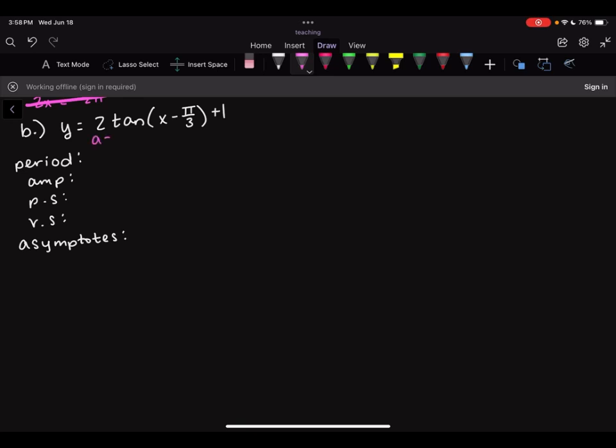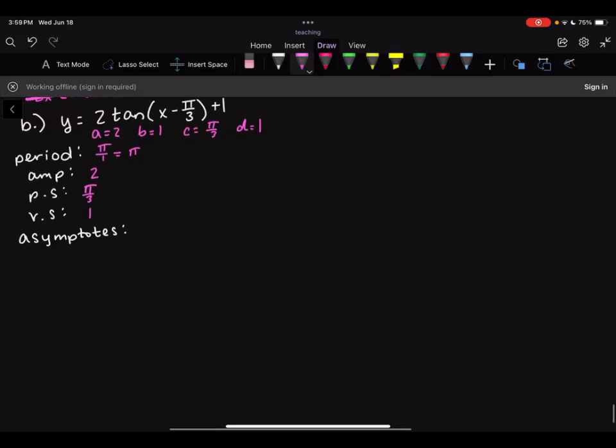My A value is 2, my B value is 1, my C is pi over 3, and my D is 1. So for my period, I get pi over 1, so that's just pi. Amplitude is 2, phase shift is pi over 3, vertical shift will be 1. And I like to write in my asymptotes after I find the x values. So let me go get those.